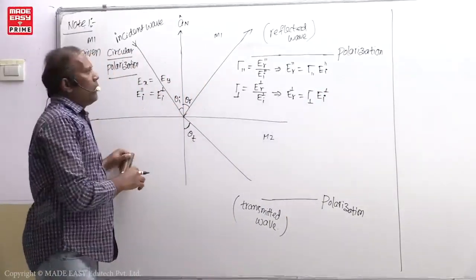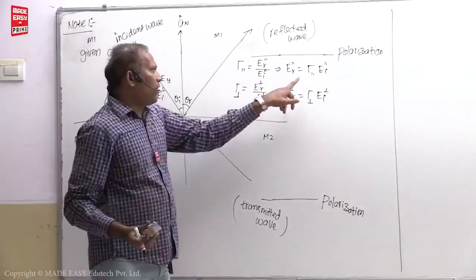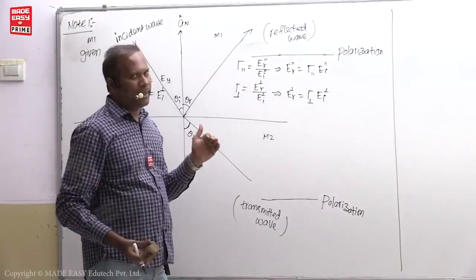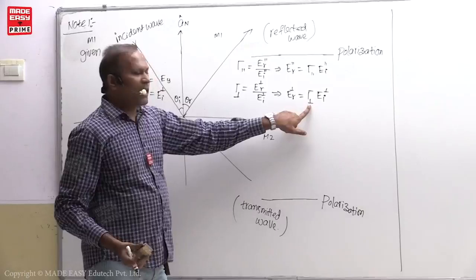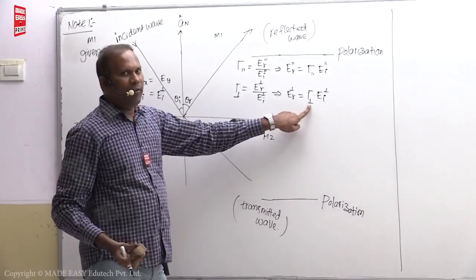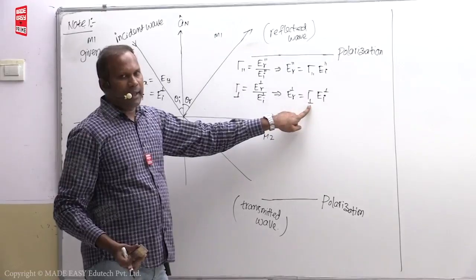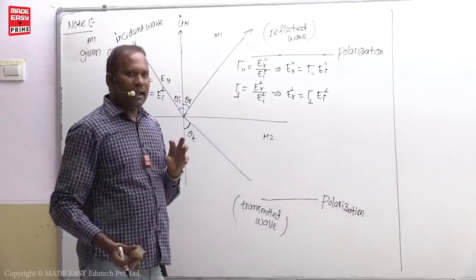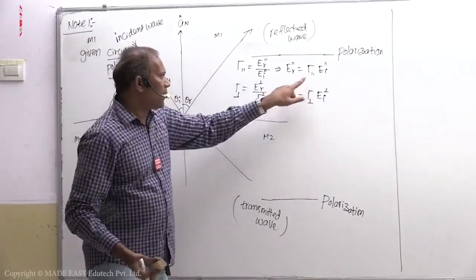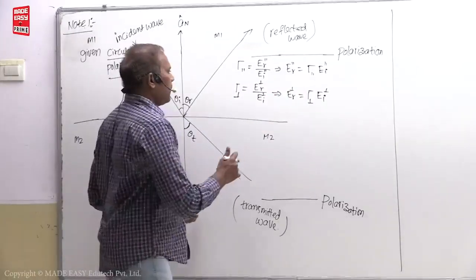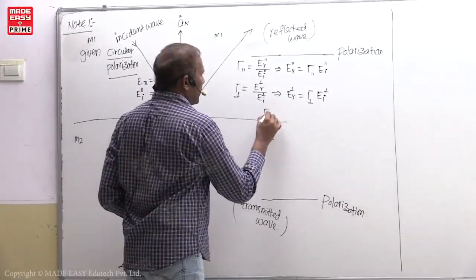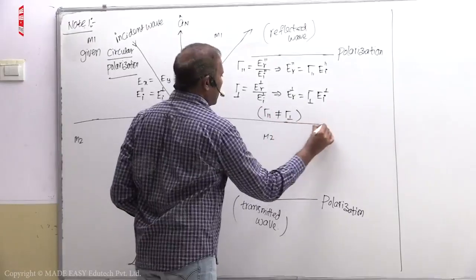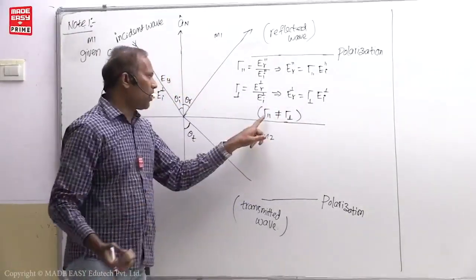Now, you already know the formula of the reflection coefficient of parallel polarization is tan(theta t minus theta I) divided by tan(theta t plus theta I). And for perpendicular polarization, the reflection coefficient is sin(theta t minus theta I) divided by sin(theta t plus theta I). That means the formulas themselves are different. If the formulas are different, then the values are also different. So the reflection coefficient of parallel polarization is not equal to the reflection coefficient of perpendicular polarization, because the formulas are different. These two are not equal.